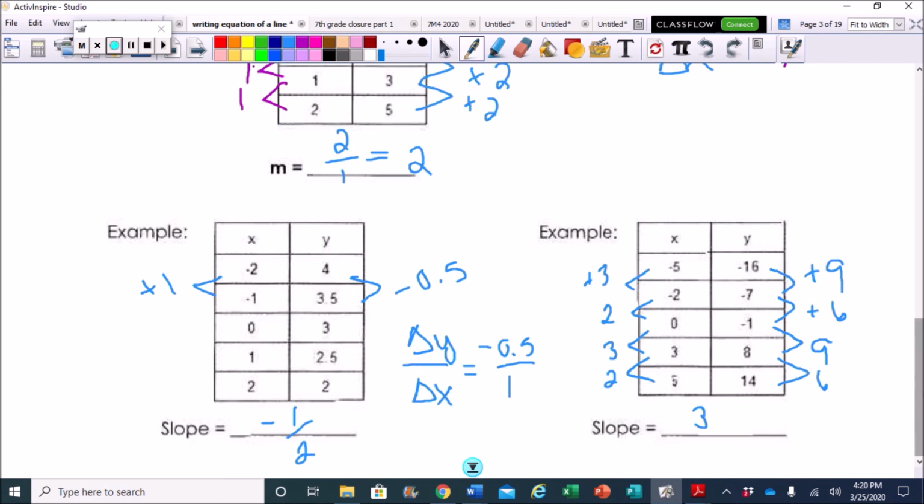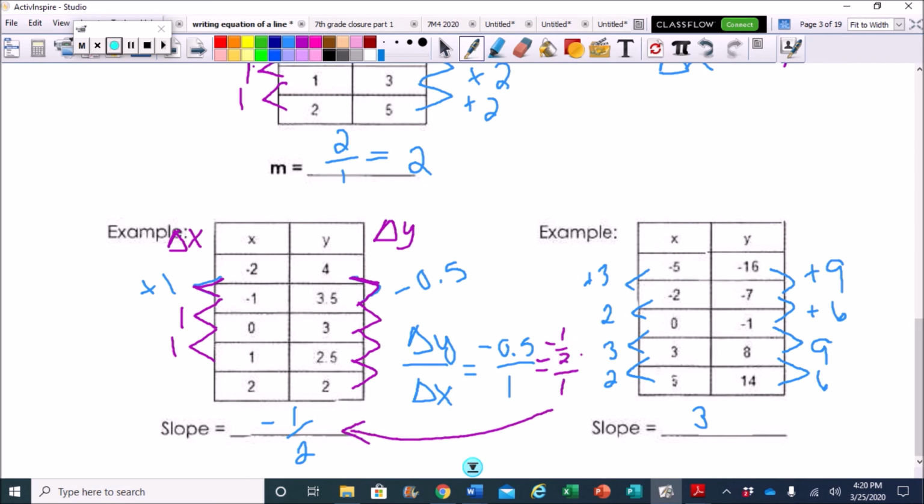So my delta y is from 4 to 3.5. I'm going down by a half. Then I'm going down by another half. Then another half. And then another half. Where on the delta x side, I'm going up by 1, up by 1, up by 1. So what I really have in this case is -0.5/1, which is just -1/2. The next example.